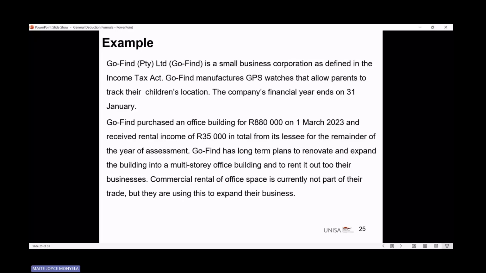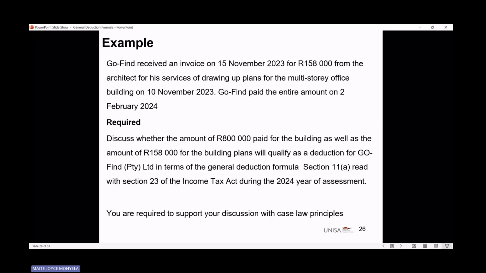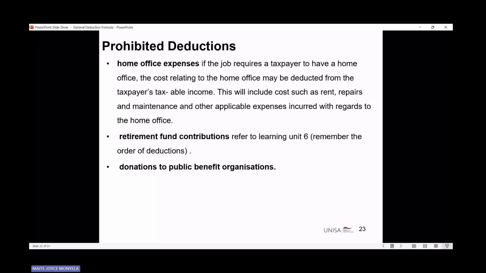The second expense, they pay this 158 for architecture for service rendered. So we want to know if the amount of purchasing a building as well as the amount of building plans will qualify as a deduction. So you need to apply the general deduction formula. You need to apply the case law to support your answer.